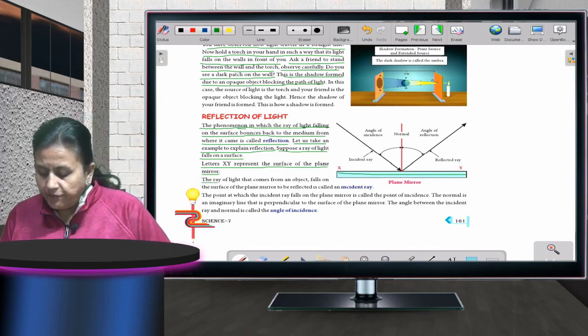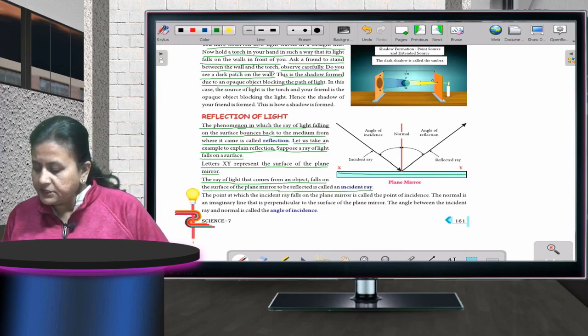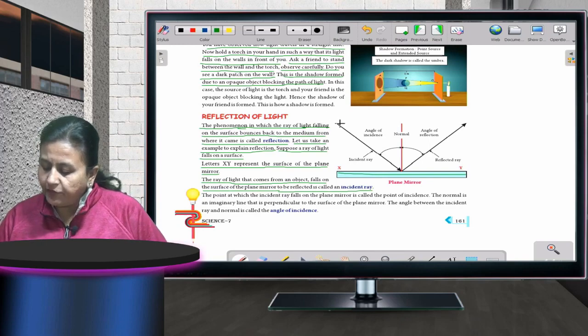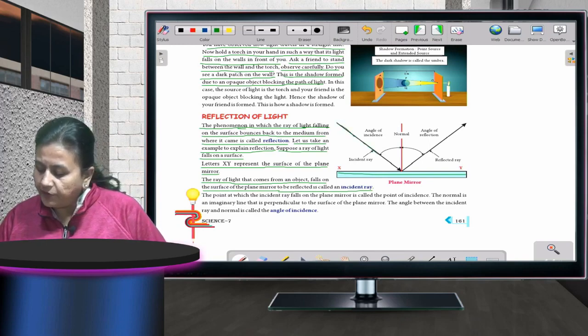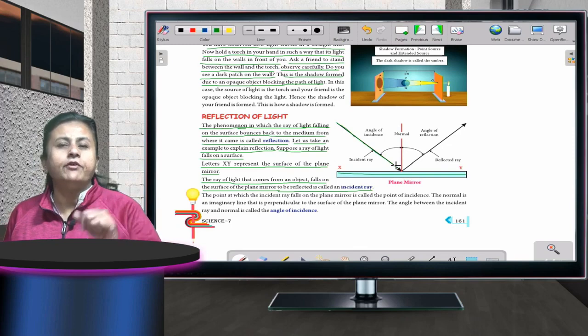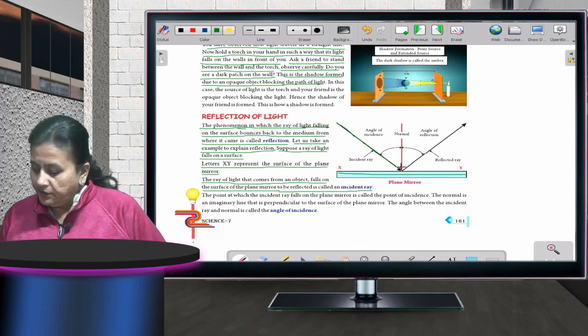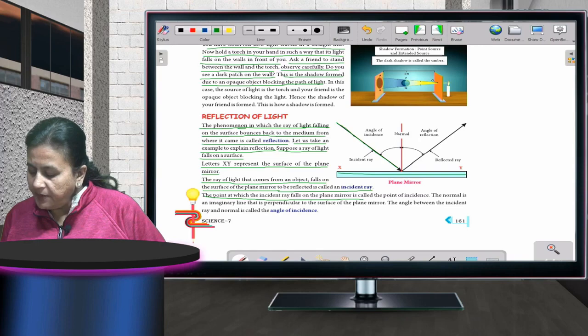The ray of light that comes from an object and falls on the surface of the plane mirror to be reflected is called the incident ray. Now what is happening? The light is falling here. You can see the light is falling over here. The point at which the incident ray falls on the plane mirror is called the point of incidence.